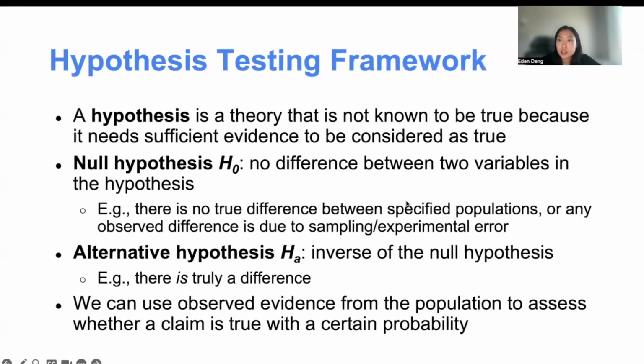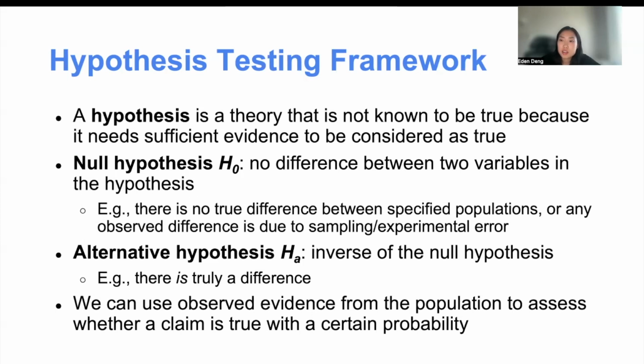All right, so in scientific research, when we're trying to ascertain some kind of truth about the world, we start out with a hypothesis, which is a theory that we have, but we don't yet know if it's true. And then once we have obtained some real-world data, then we can use that to evaluate whether there's evidence to support the hypothesis. And this is what we mean by hypothesis testing.